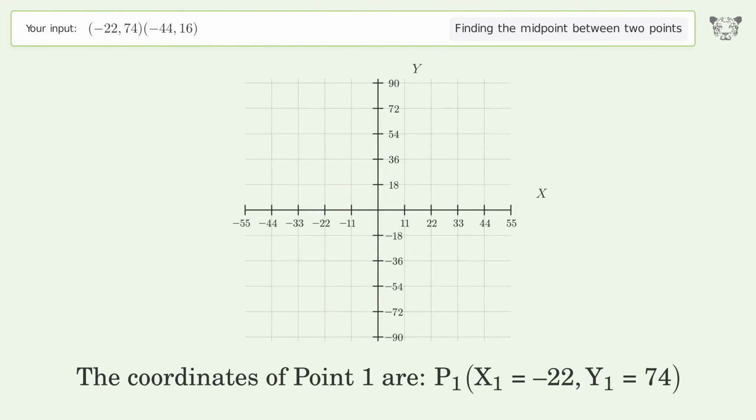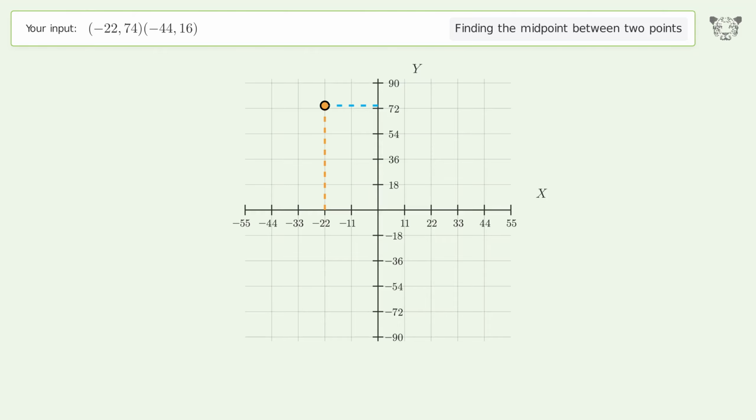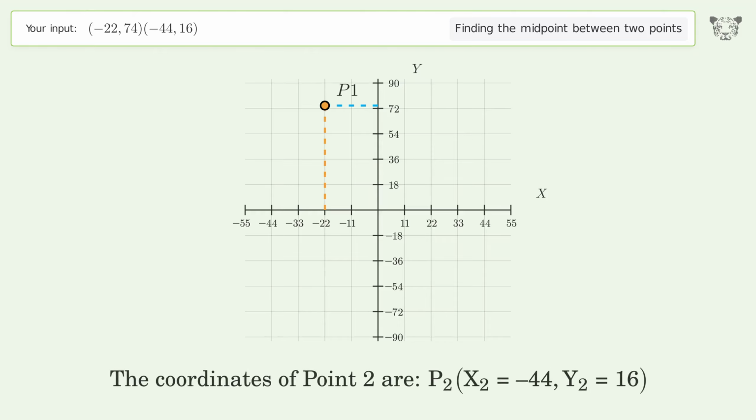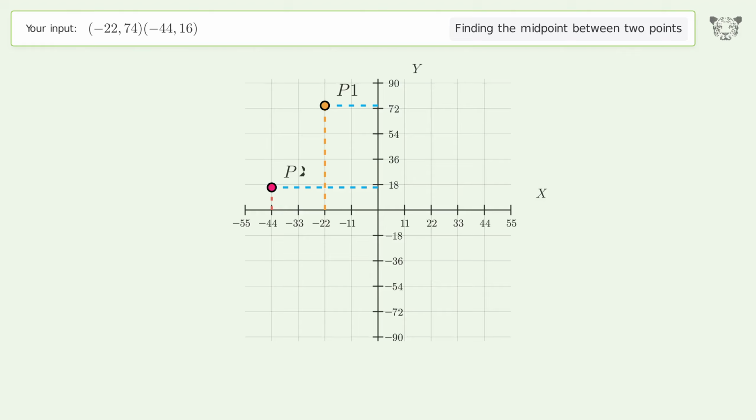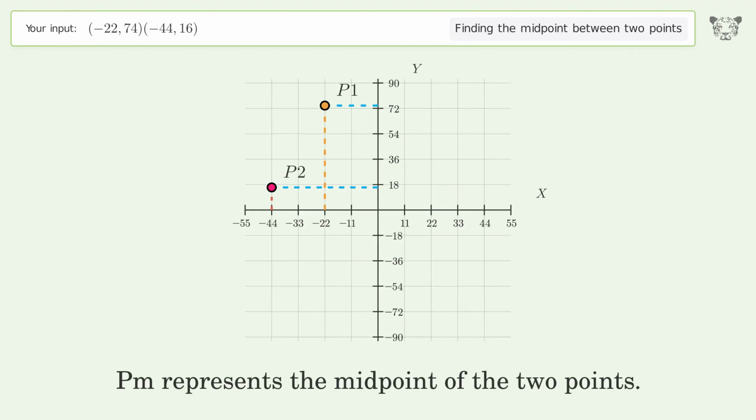The coordinates of point 1 are x1 equals -22, y1 equals 74. The coordinates of point 2 are x2 equals -44, y2 equals 16. PM represents the midpoint of the 2 points.